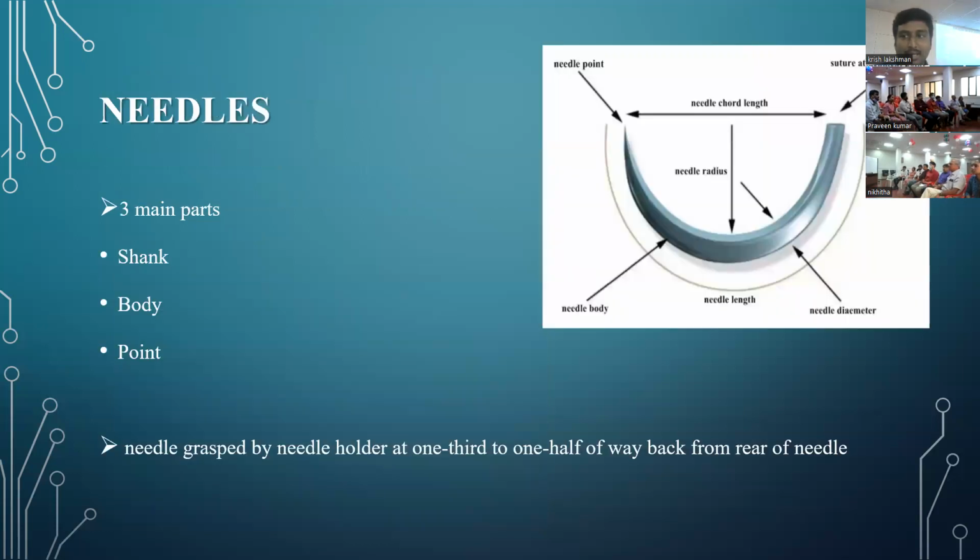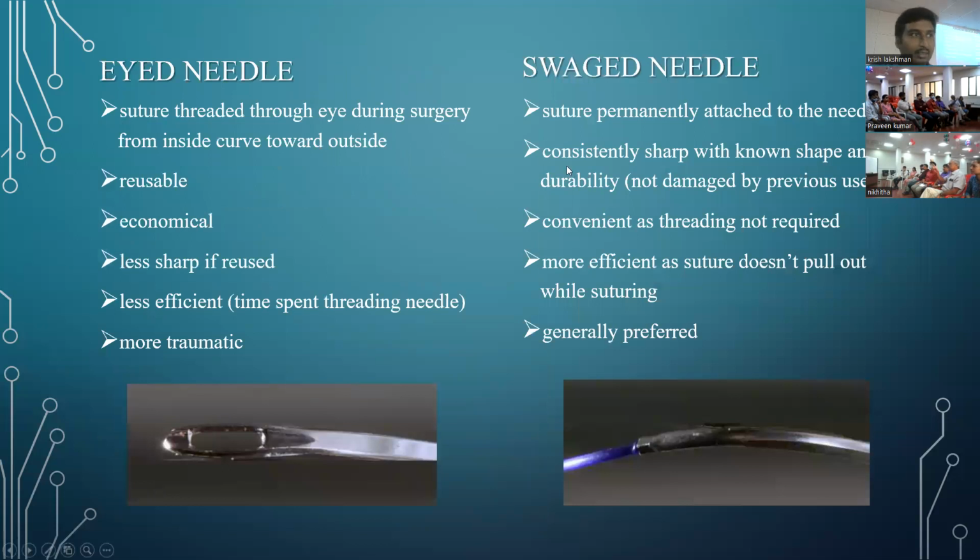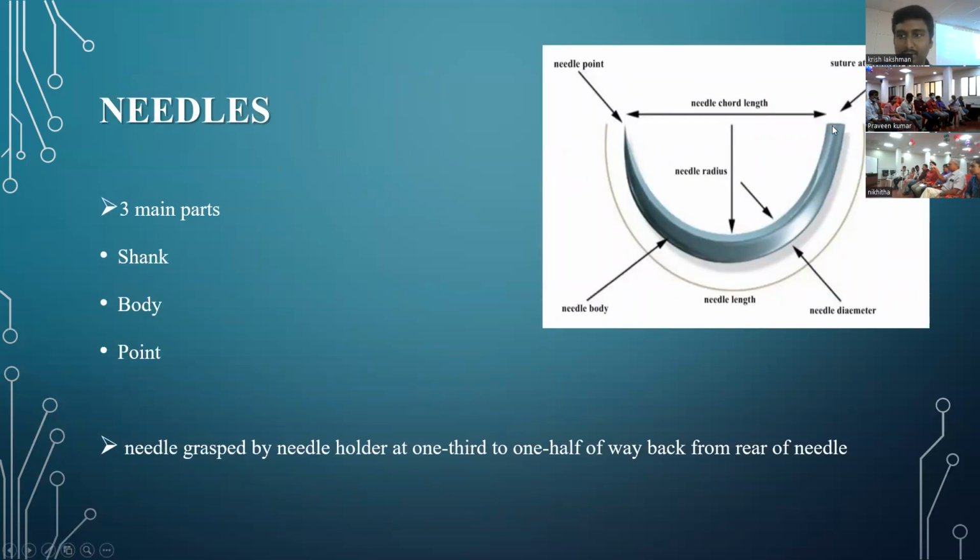Needles consist of mainly 3 parts: shank, body, and point. Generally, the needle is grasped by the needle holder at one-third or halfway back from the rear end. What was the thing you called the first one? The needle point. What is the other end called? Shank. Is it that? Okay, I thought the word was swage. Swage is where the... Yeah. Each part is... next slide.